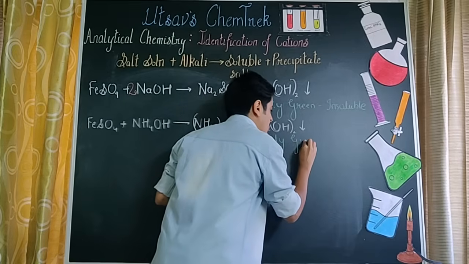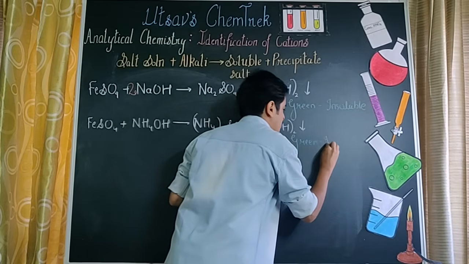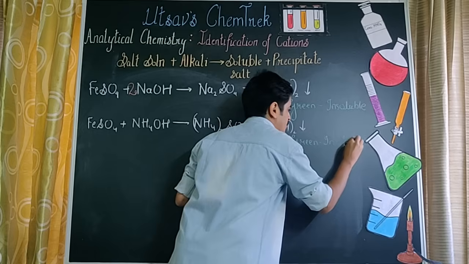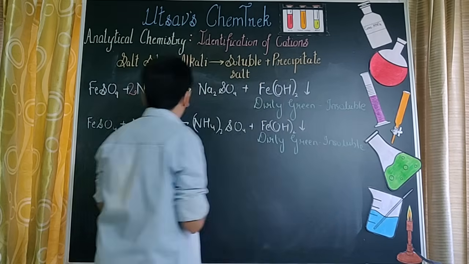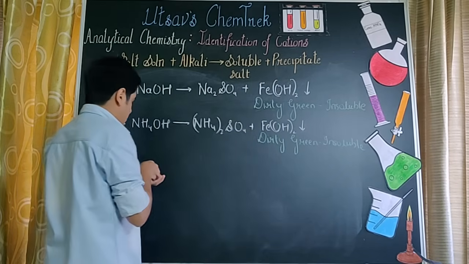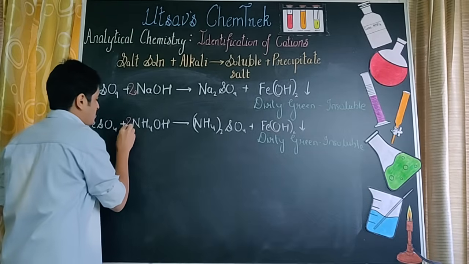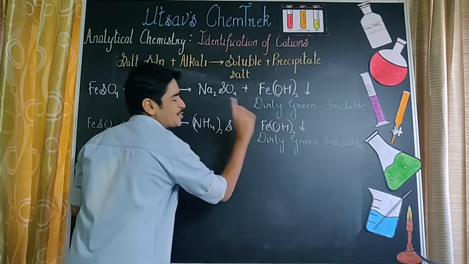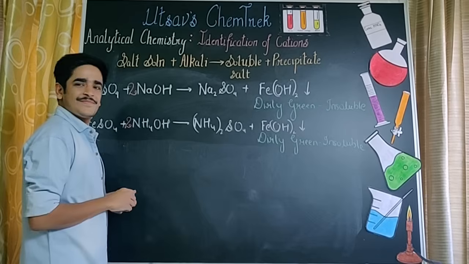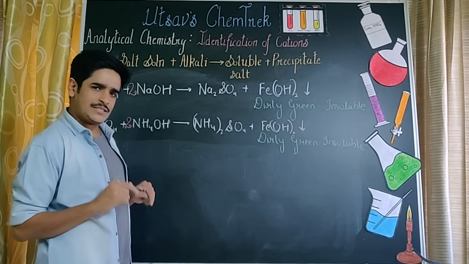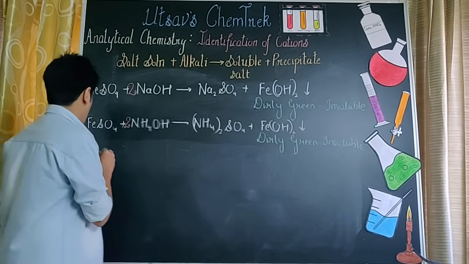It is again not going to dissolve. So let's write down insoluble. To quickly balance the equation, we have 2 of NH4 over here. We balance it by writing 2 over here. The hydroxyl again gets automatically balanced.